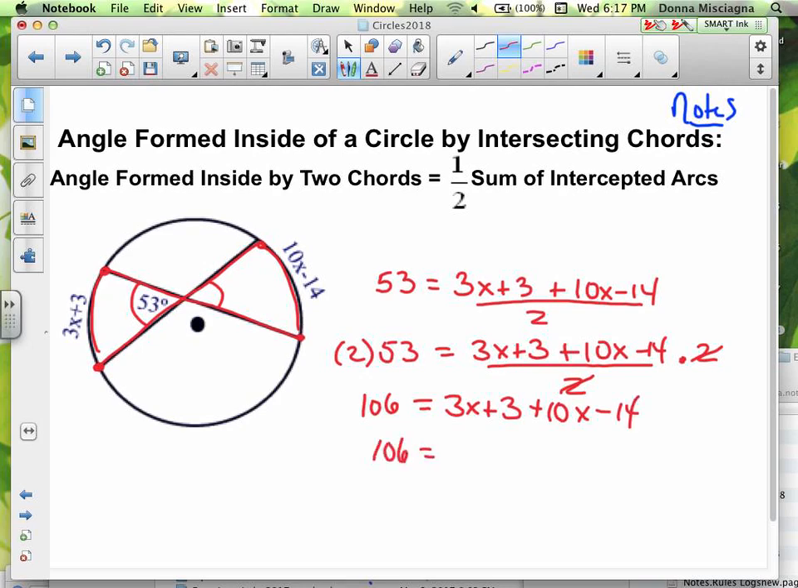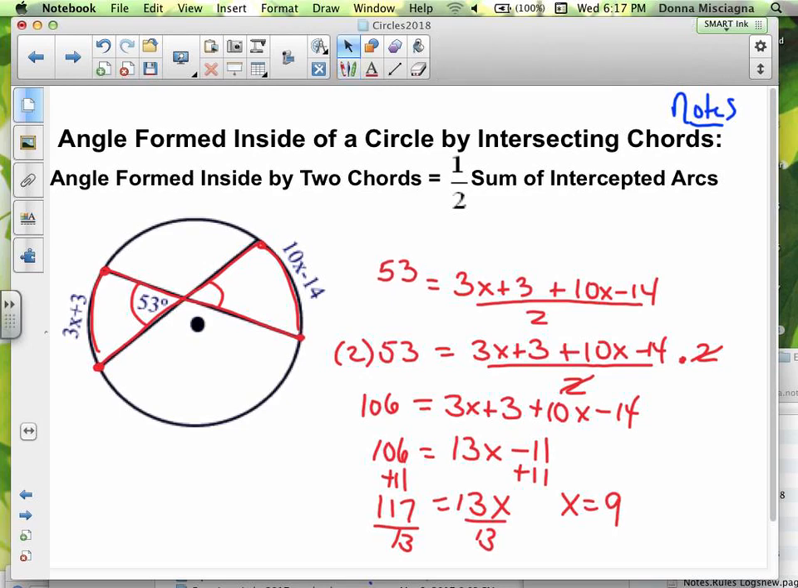106 equals 13x minus 11. Right? And then we'll get everything on one side. Get our numbers on one side, and our variables on the other side, and then we can just divide both sides by 13. So we'll add 11 to both sides, so we have 117 equals 13x. And actually, 13 times 9 would be 90 plus 27. That's 117. So if we divide both sides by 13, x is equal to 9. Right? And that's all we had to do.